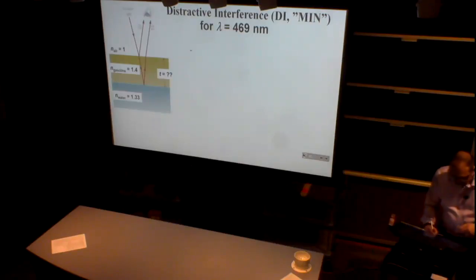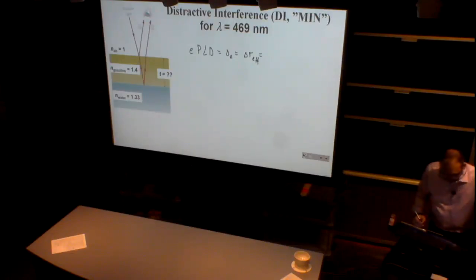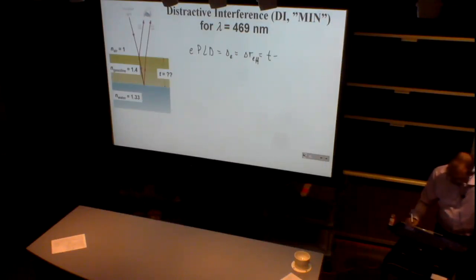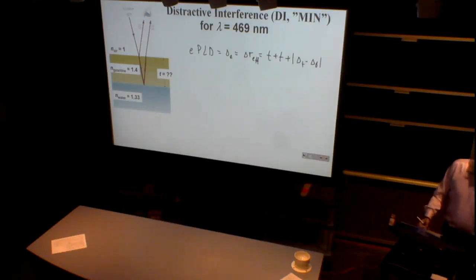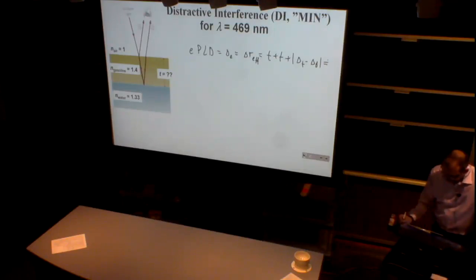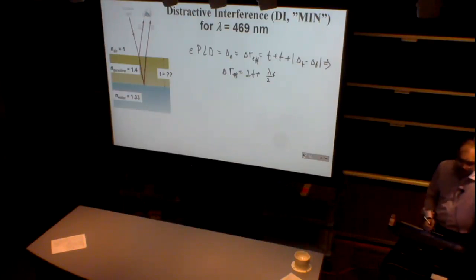So the effective path length difference, or delta effective, or delta r effective. Many symbols can be used. Always equals one thickness because the ray travels down, plus a second because it travels up. But now we also should add a half of a wavelength in the film. We just have it proved.